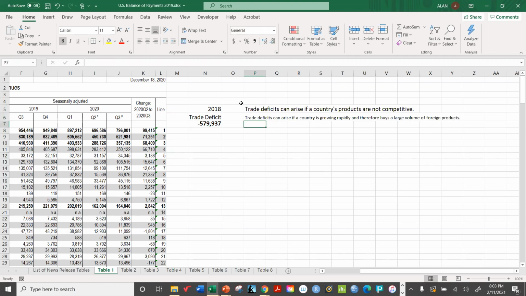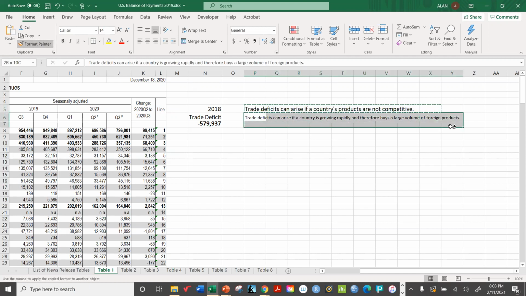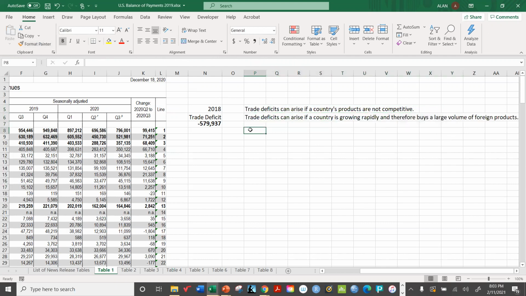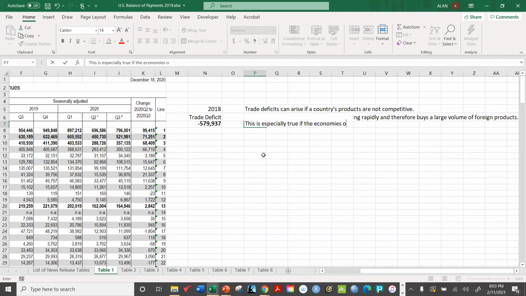So in other words, it could just be the case that we're so wealthy that in the process of buying all these goodies that we want from abroad, we're going to end up with it. This is especially true if the economies of our trade partners are struggling.